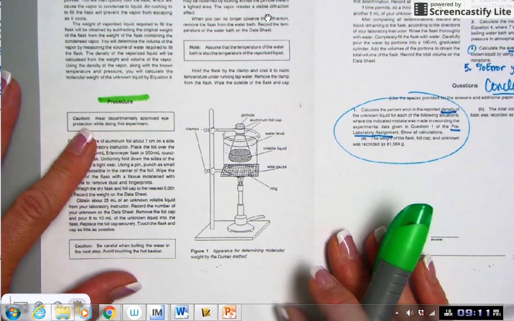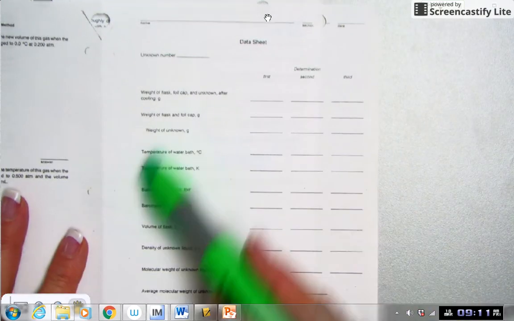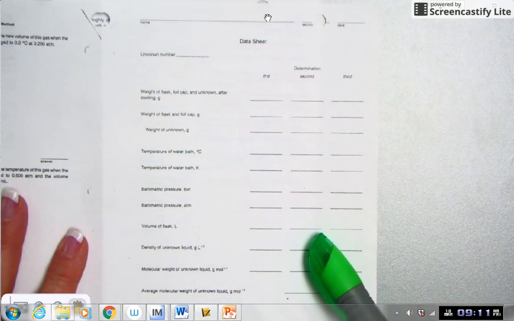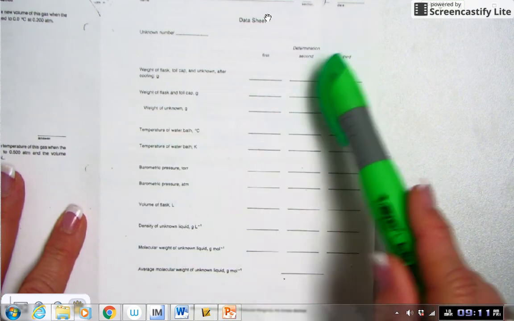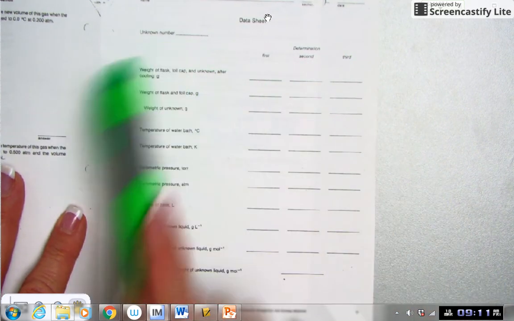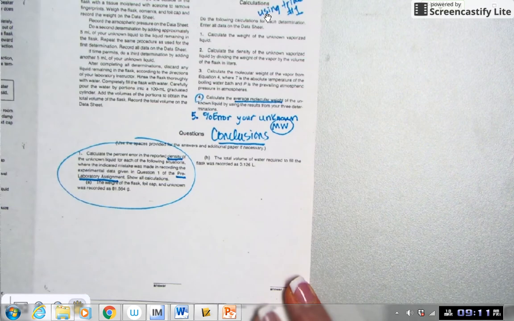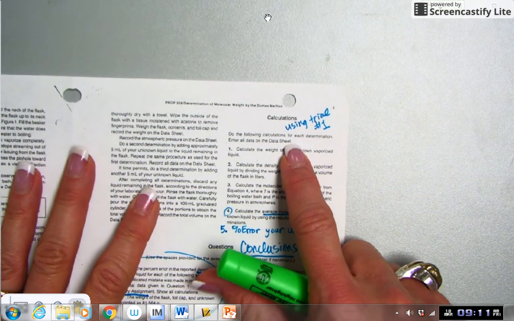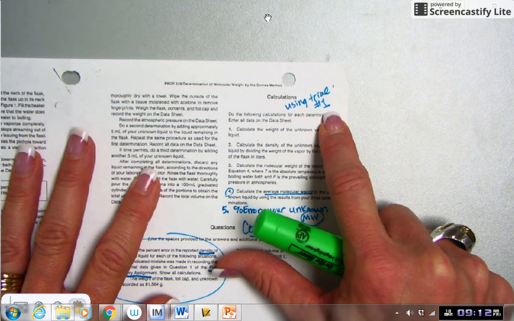When you get to the results section, I do want you to type up yourself a new data table. So using the data sheet that we had here, where you recorded your data, you're going to use all this information to be included, except we only did 2 trials. Be sure to record your unknown number as well. In addition to that, underneath your data table, you need to include your calculations. The calculations are going to all be done using your data for trial number 1, please.